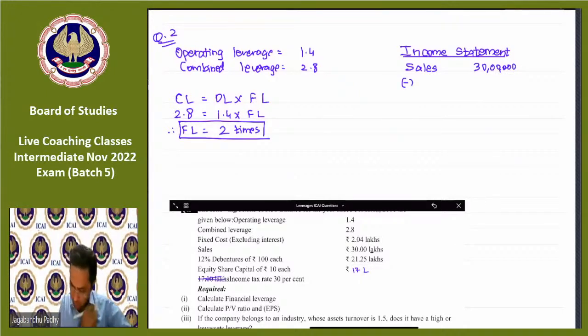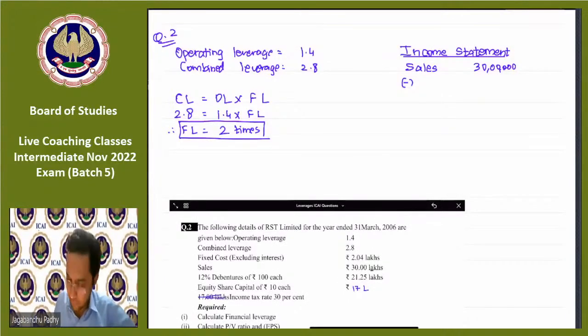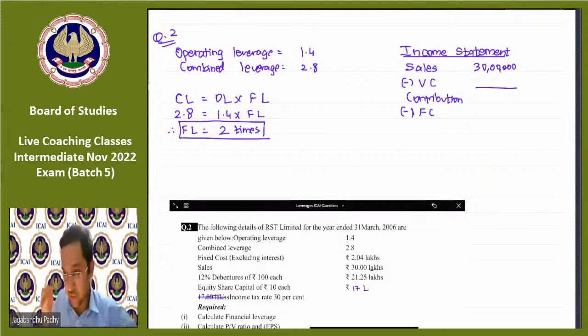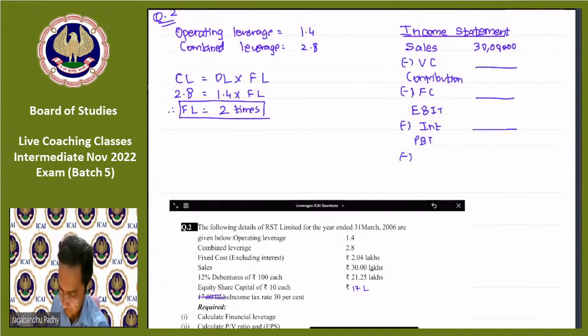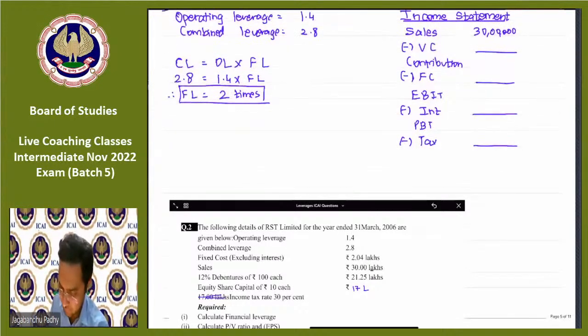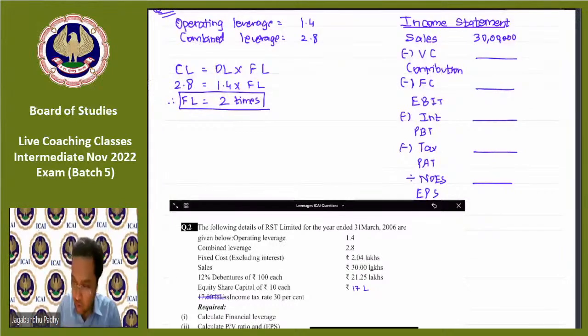From that, we need to deduct the variable costs so that we get the contribution. And then from contribution, we deduct the fixed cost, on which we get EBIT, less interest. Fixed cost, EBIT, interest. Then we have profit before tax, less tax. We get profit after tax, divided by number of equity shares, which should give us the EPS figure. Now, how do we get the variable cost? How do we get the variable cost?